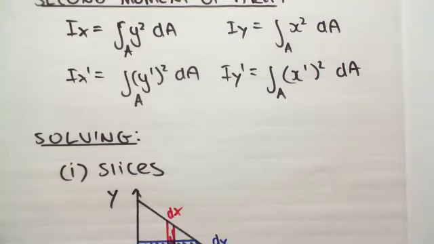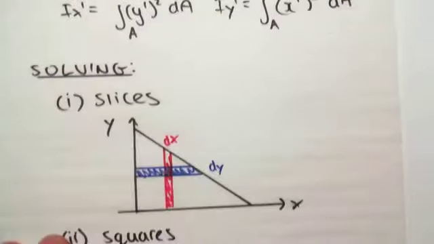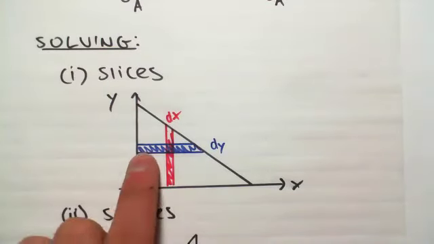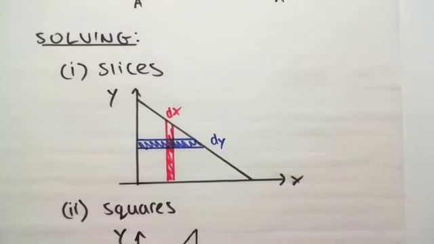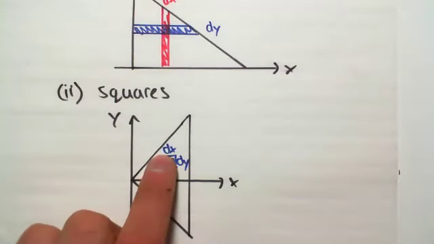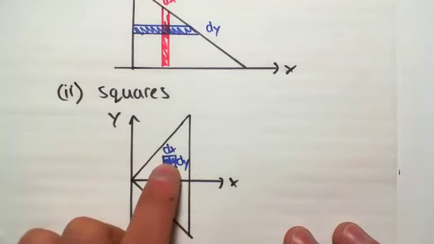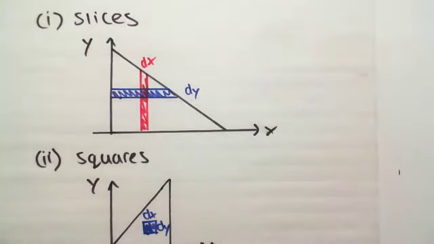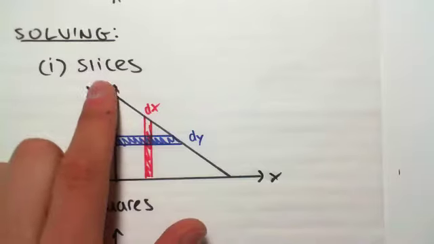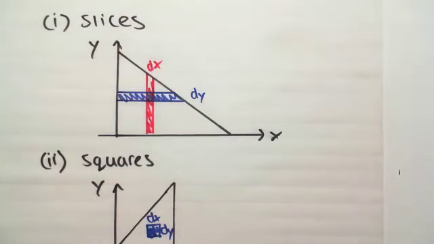Now, the method of solving these problems, you can solve them either by taking slices. So we'll take a slice there, for example, dy thick, or a slice there, dx thick, or you can solve them with little squares, so infinitesimally small squares, dx by dy. Now, the method you want to choose is very important. So when you get a problem, you need to determine which method, either through slices or squares, you're going to be using, because it makes things a lot easier when you know what you're doing.